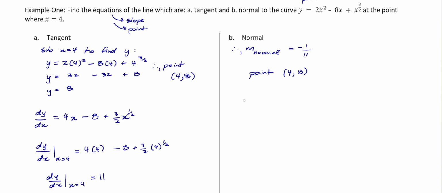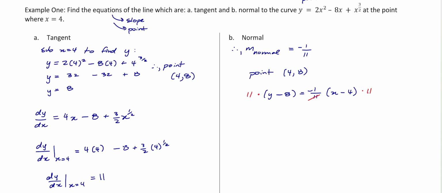So again, I'm just going to go ahead and use my point slope form. y minus 8 is equal to negative 1 over 11, and then I've got x minus 4. What I'm going to do is get rid of this 11. I'm going to clear this fraction. In order to clear this fraction, I'm going to multiply both sides by 11. By multiplying both sides by 11, that allows me to cancel these 11s here, because remember, the order of multiplication doesn't matter. I could have just done this right here.